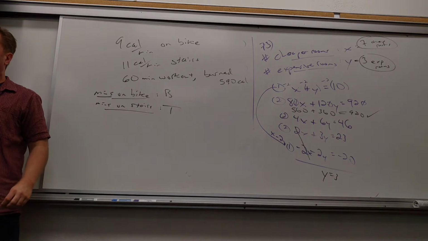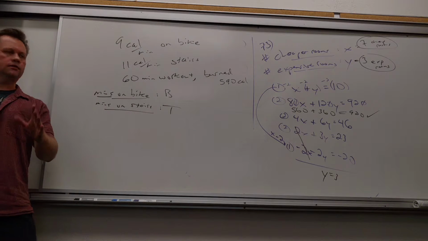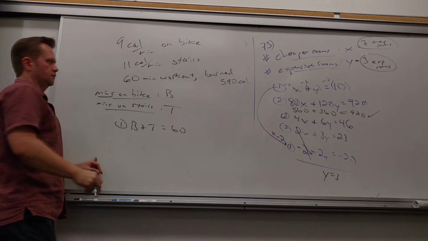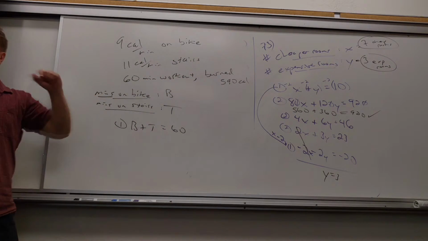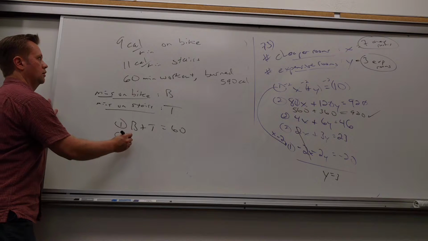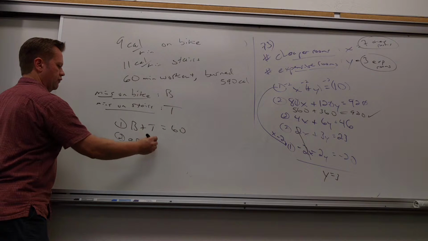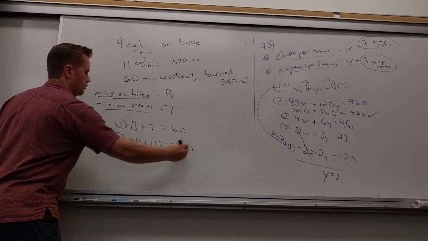So what's the first equation I can write real easy? B plus T. Minutes plus minutes equals minutes. So how do I get the calories in there? 9 per minute for bike and 11 per minute for stairs. 590.